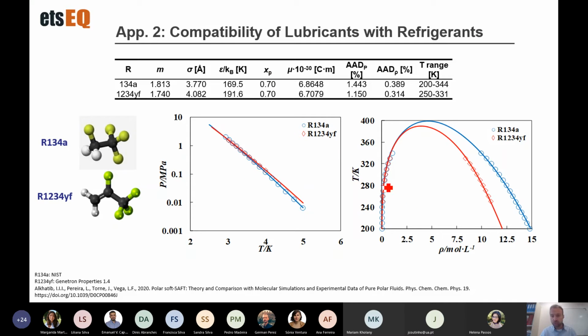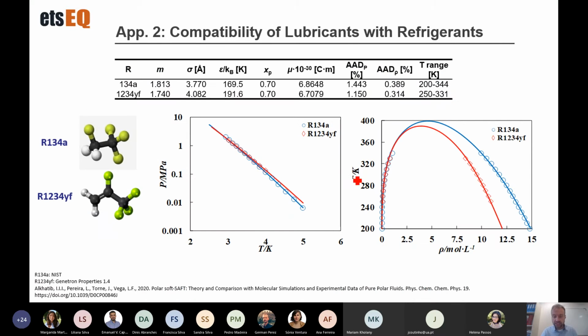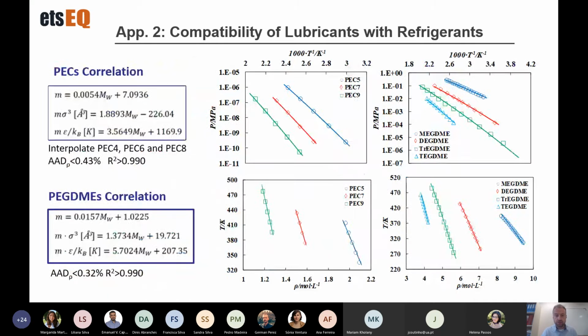Here we have the description of the pressure-temperature and temperature-density diagrams, which are accurate, as you can see here, with relatively low errors. We also check, and this is an important check, how the derivative properties work. These are density in one phase and heat capacity in one phase at 3 different temperatures for both of these compounds. As you can see, the predictions in both cases are good. And this is important because this information was not included in the fitting. So I insist, this is a fitting, this is a prediction.